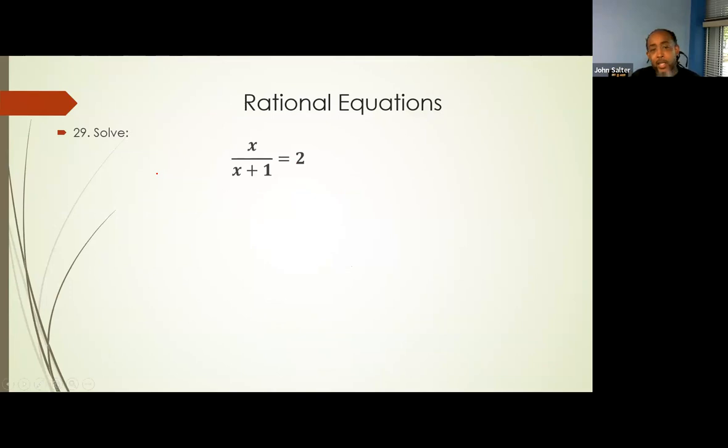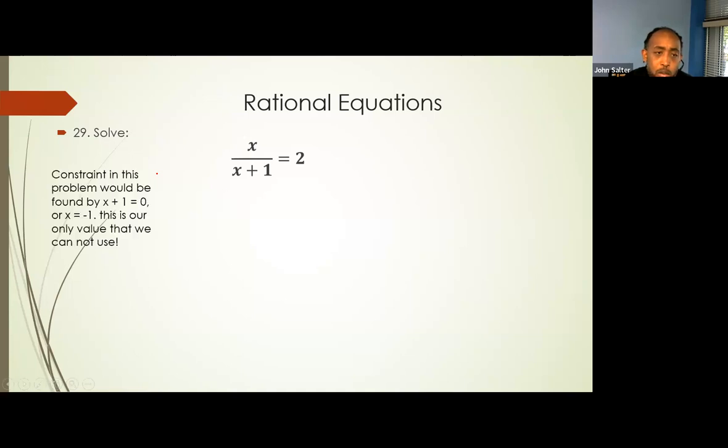Solve. Well, I got my x's, but I need to get it to where it's just 1x equals something. So what do? The constraint in this problem will be found by x plus 1 equals 0 or x equals negative 1. This is the only value we cannot use, right? I can never have it to where my fraction denominator equals 0. All right.